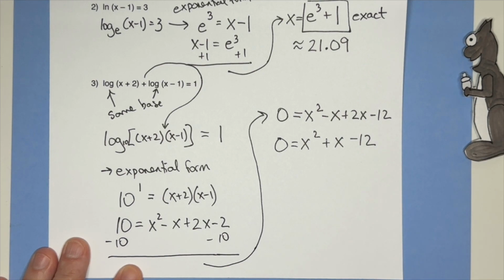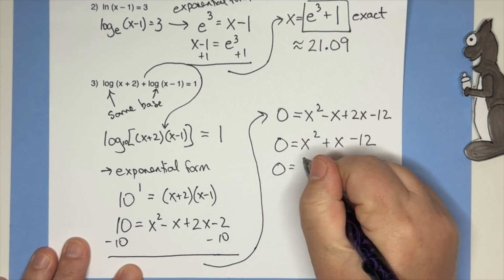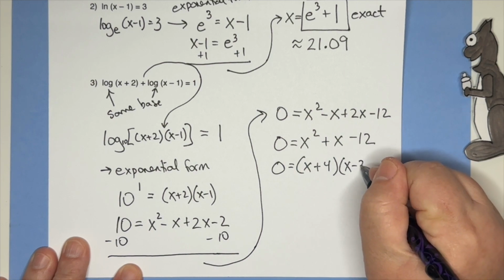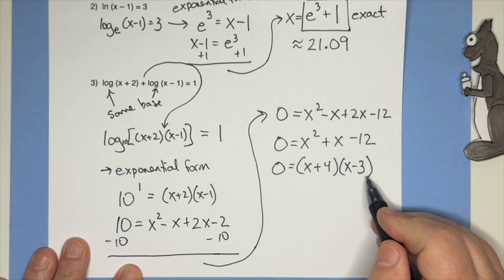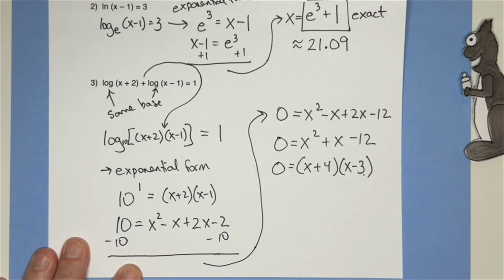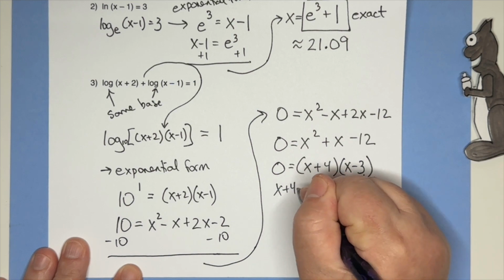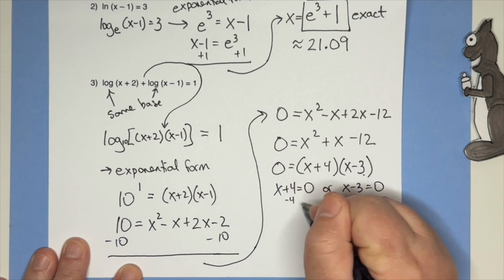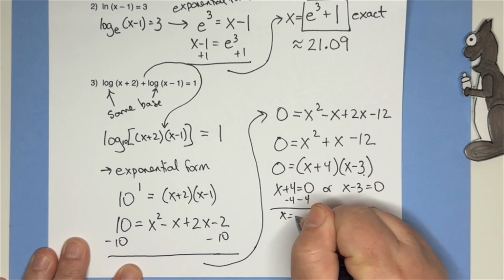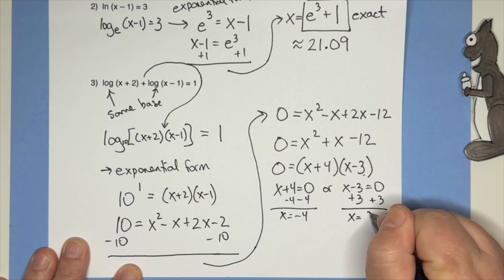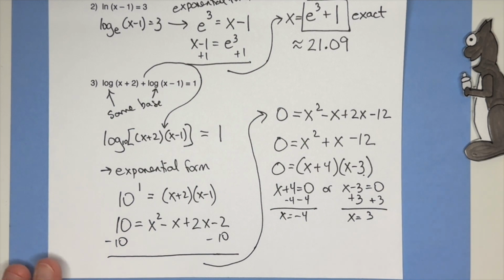Now, does that factor? And the answer is I think it does. What about x plus 4, x minus 3? 4 times negative 3 is negative 12. 4x minus 3x is positive x. So I get x plus 4 equals 0, or x minus 3 equals 0. So I get x equals negative 4 or x equals 3.